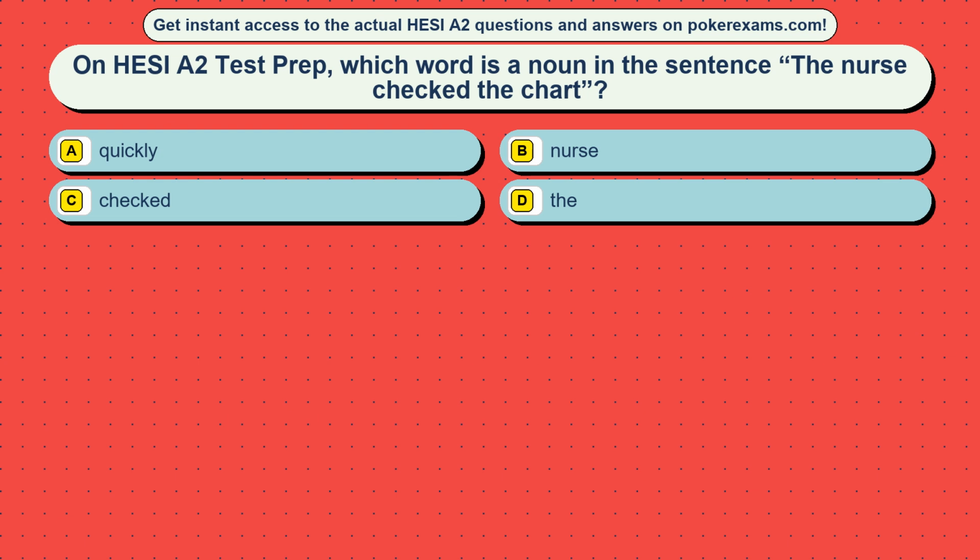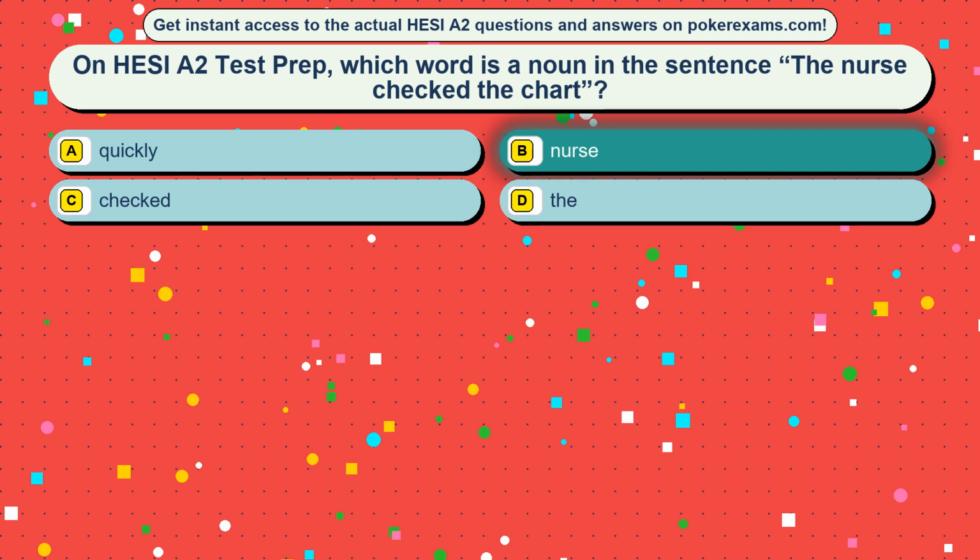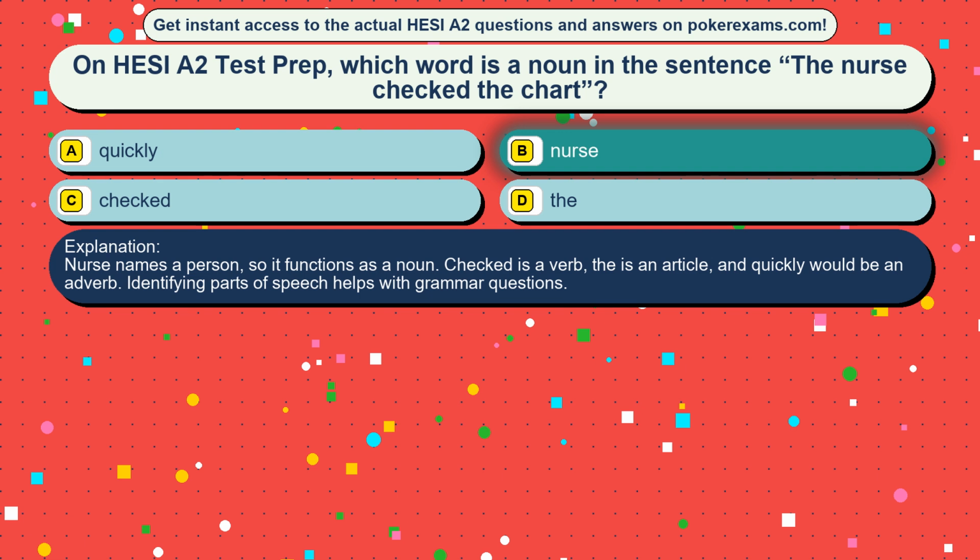Question 4. On HESI A2 Test Prep, which word is a noun in the sentence "The nurse checked the chart"? Option A, quickly. Option B, nurse. Option C, checked. Option D, the. The correct answer is option B, nurse. Nurse names a person, so it functions as a noun. Checked is a verb, the is an article, and quickly would be an adverb. Identifying parts of speech helps with grammar questions.